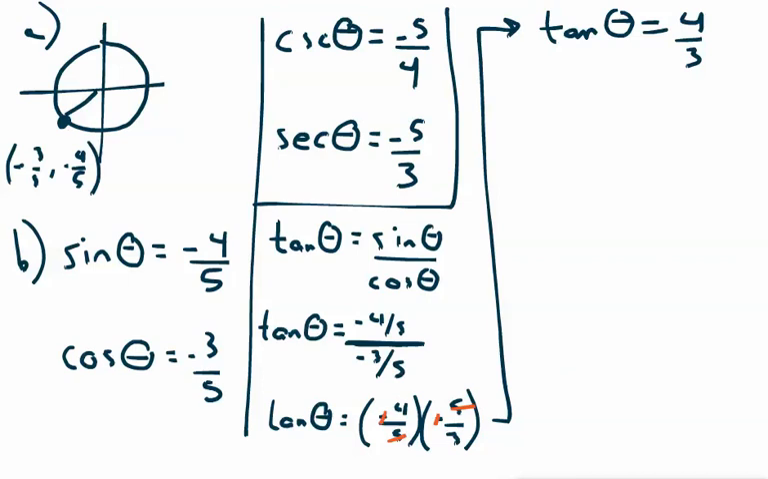Now that we found tangent, cotangent becomes easy. Cotangent is the reciprocal of tangent. So cotangent is 3/4. That's all that there is to it.